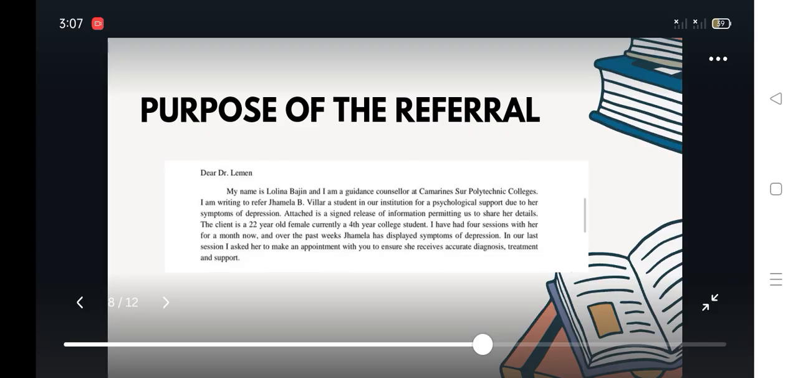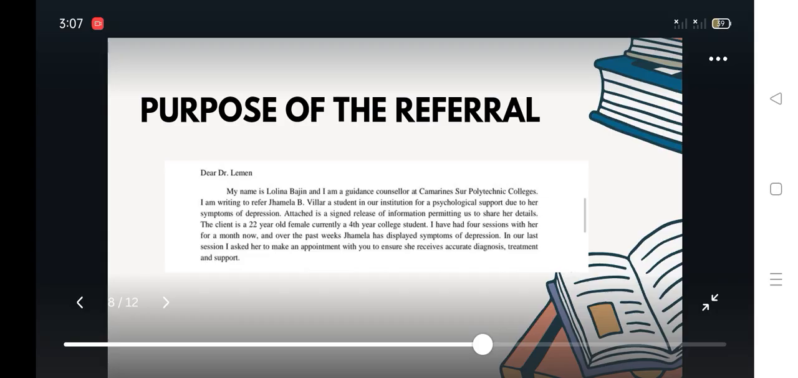Dear Dr. Lemen, my name is Lolina Bajin and I am a guidance counselor at Camarines Sur Polytechnic Colleges. I am writing to refer Jamela B. Villar, a student in our institution, for psychological support due to her symptoms of depression. Attached is a signed release of information permitting us to share her details. The client is a 22-year-old female, currently a fourth-year college student. I have had 4 sessions with her for a month now, and over the past weeks, Jamela has displayed symptoms of depression. In our last session, I asked her to make an appointment with you to ensure she receives accurate diagnosis, treatment, and support. In this part, we clearly explained why we are referring the patient: because of her symptoms of depression.